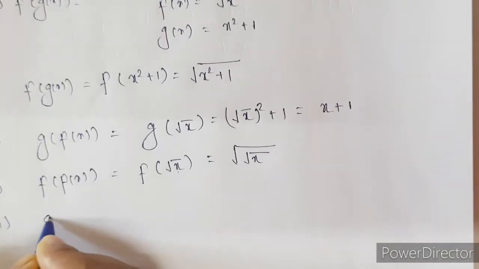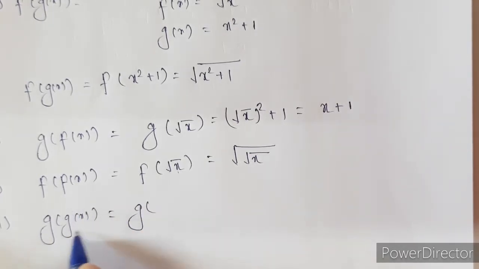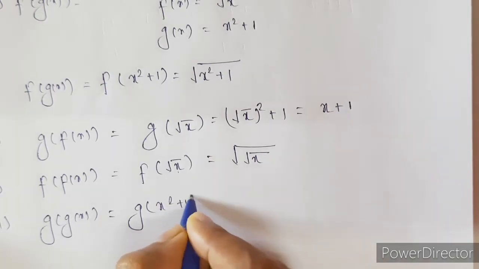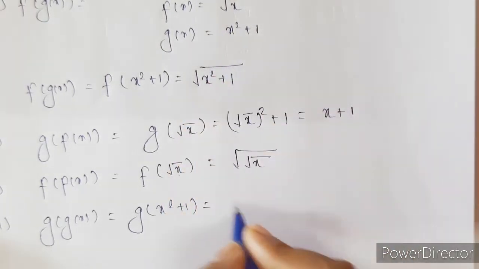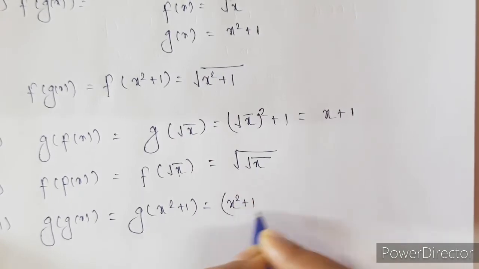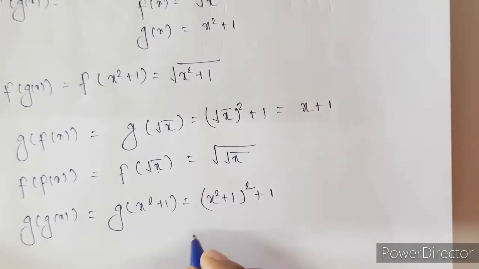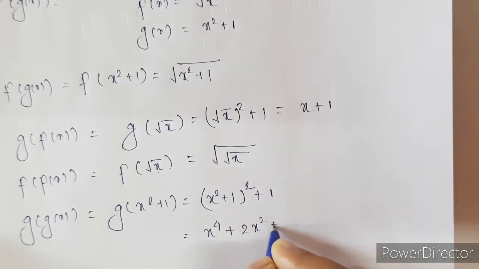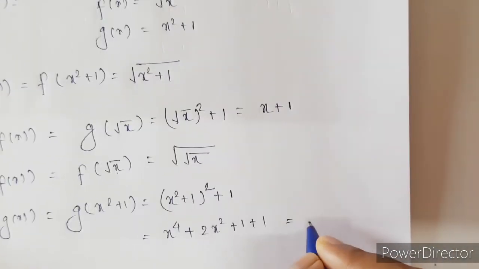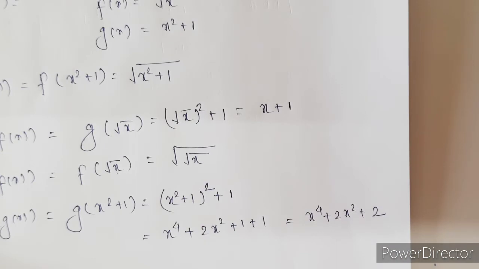Next, g of g of x. So in g of x, we have to substitute g of x, and that is x square plus 1. So wherever there is x in g, we have to replace it by x square plus 1. So here we have x square, and this x we have to replace by x square plus 1, and everything else is as it is. Now we have to expand this. So it will be x raised to power 4 plus 2 times x square plus 1 plus this one. So it is nothing but x raised to power 4 plus 2x square plus 2.